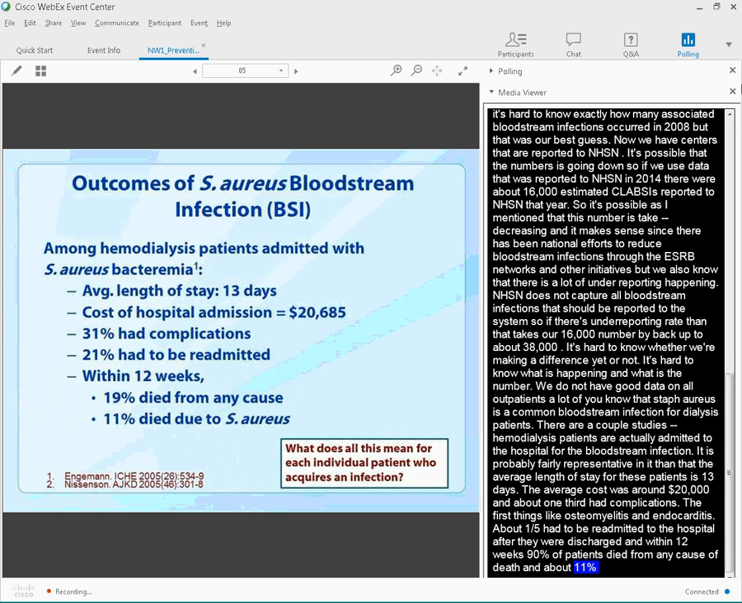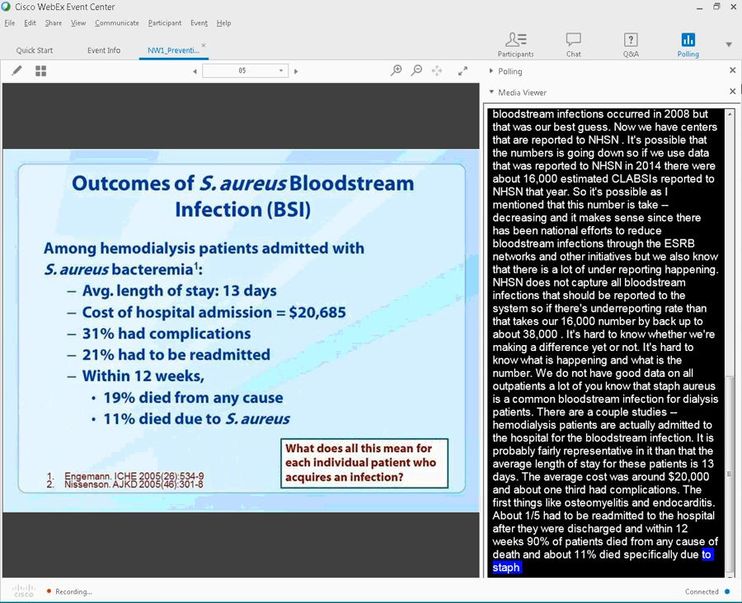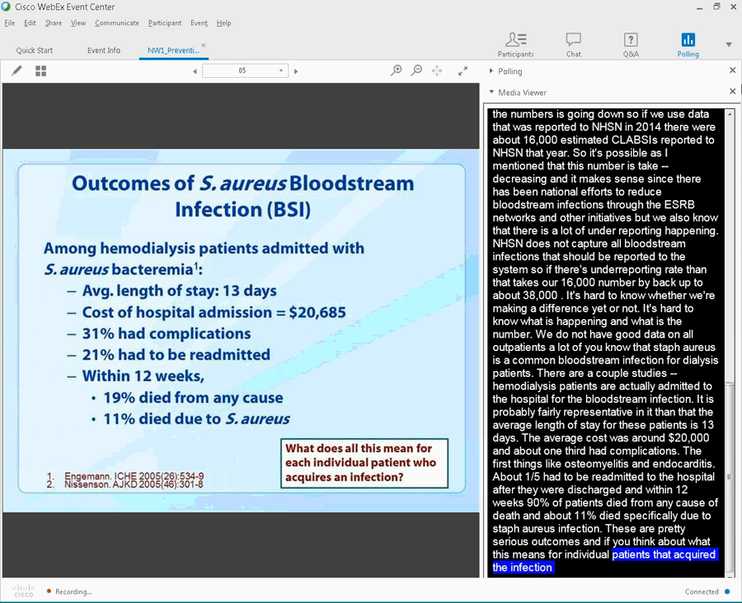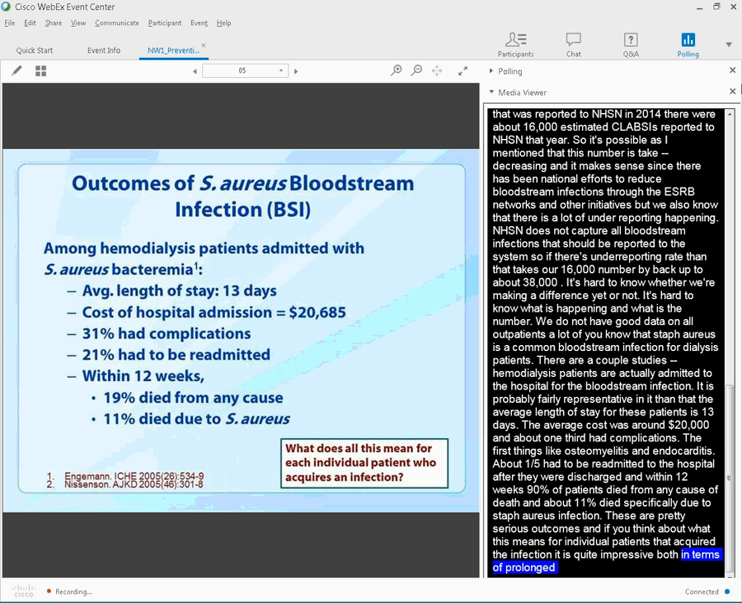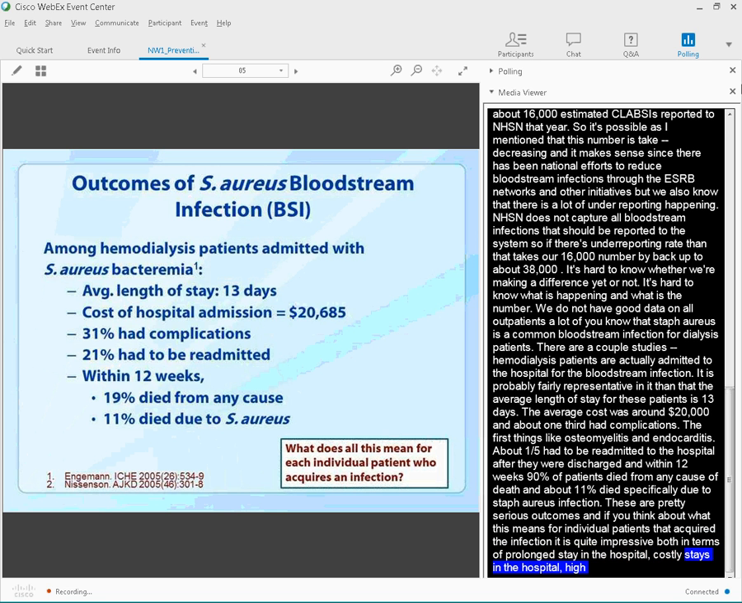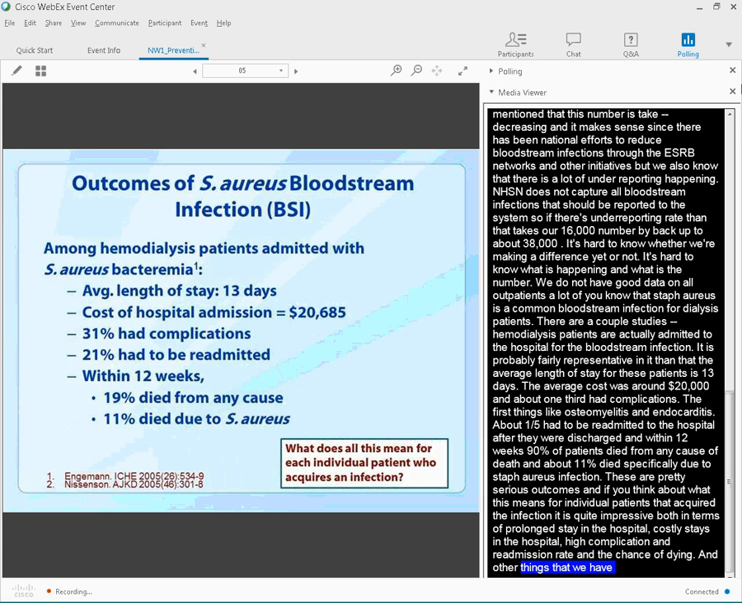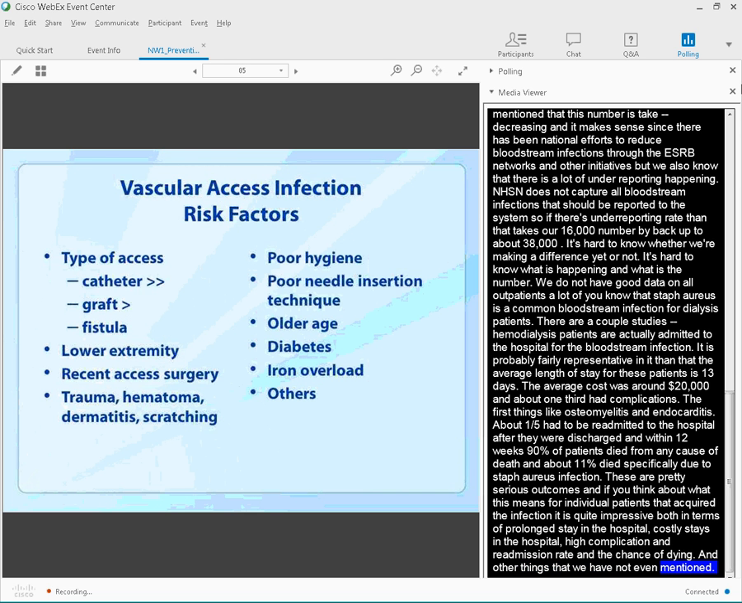And if you think about what all this means for an individual patient who actually acquired an infection, it's quite impressive, both in terms of prolonged length of stay in the hospital, costly stays in the hospital, high complication rate, high readmission rate, of course, the chance of dying, and other things that we haven't even mentioned, like prolonged course of antibiotics with all of the issues that can have. So these are really serious outcomes, and we want to do whatever we can to try to prevent patients from having these outcomes and these infections.